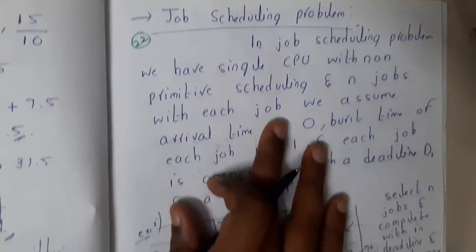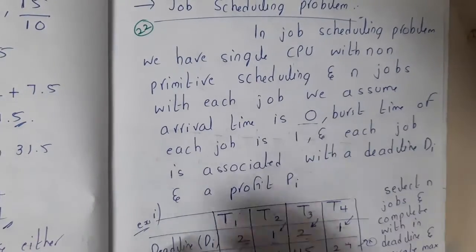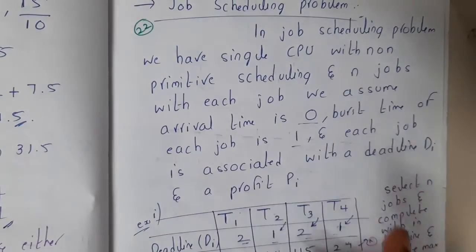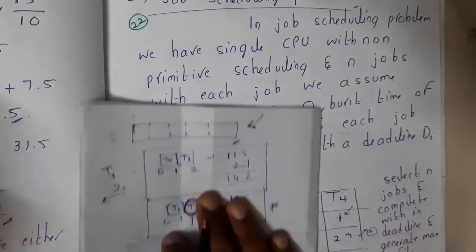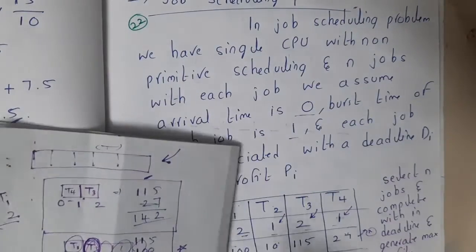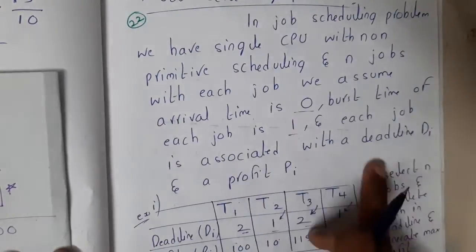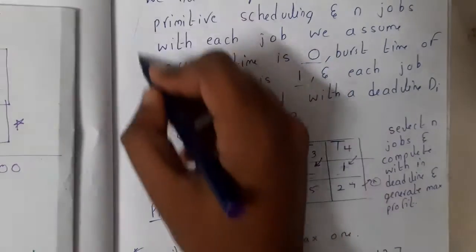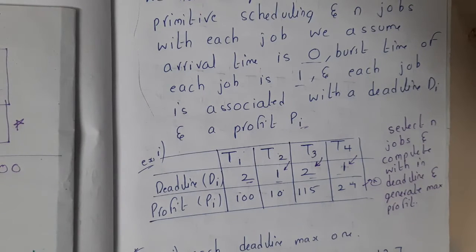With each job, we assume the arrival time as 0, so all jobs came at time 0. The burst time of each of them is 1 unit, so at most they will take only 1 unit of time. That you should also remember. Each job is associated with a deadline Di and profit Pi. The whole explanation is represented in terms of CPU processing, which we call CPU scheduling, right?